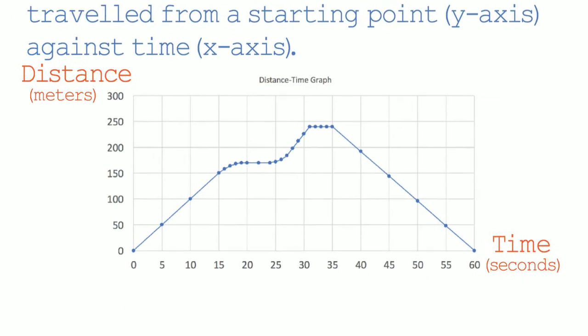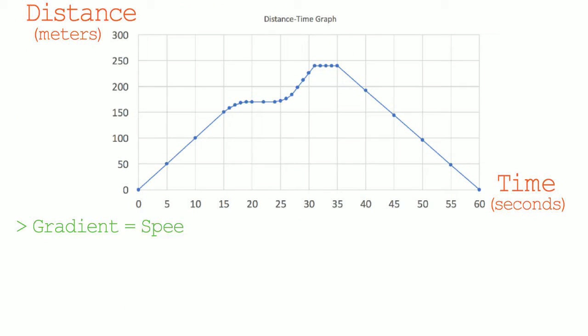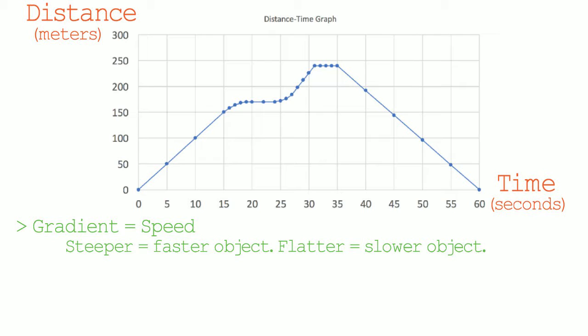The first thing to say is that the gradient of the distance time line is the speed. A steeper line shows that the object is travelling faster, and a flatter or shallower line shows that an object is travelling slower. The speed of the object is worked out by doing distance divided by time, but we're going to look at that in more detail at the end of this video.